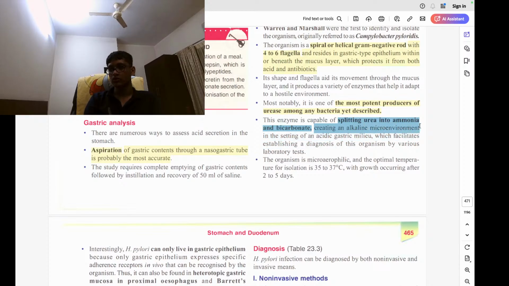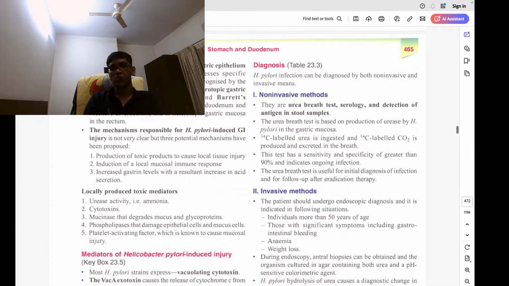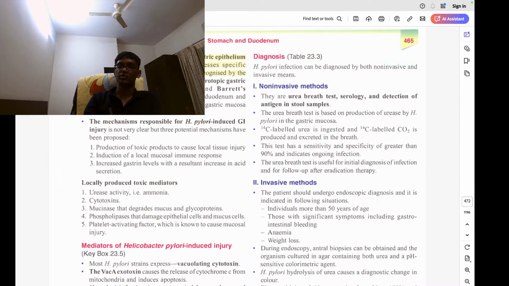It makes a microenvironment. That's the only important thing which you need to know. There is specific adherence in vivo that can be recognized by the organism. So only gastric epithelium will be colonized, but sometimes also in metaplasia in the duodenum, in Meckel's diverticulum, and in heterotopic gastric mucosa in the rectum.